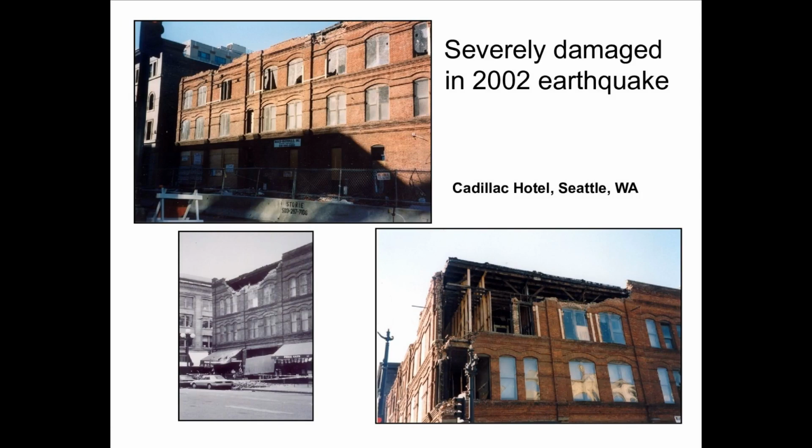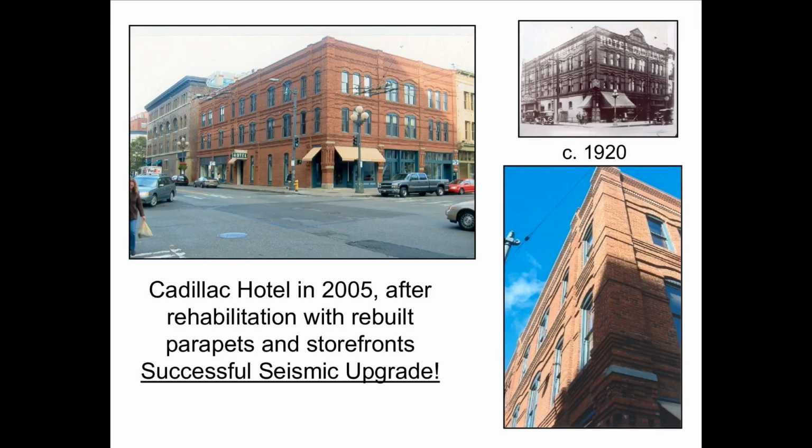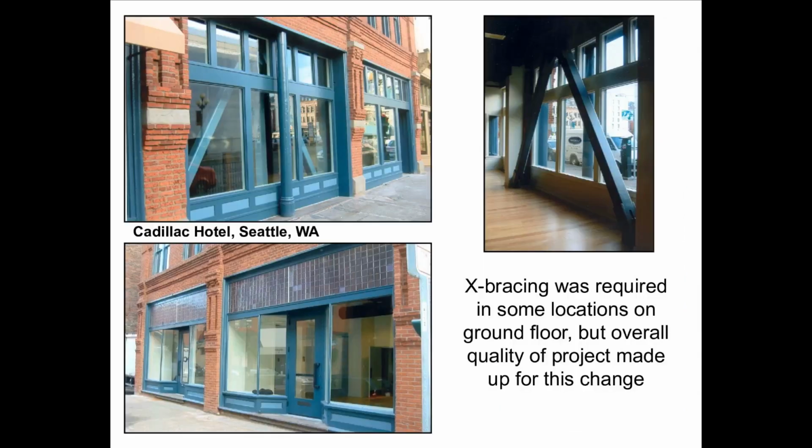This is a building that was severely damaged in a 2002 earthquake. And in 2005, this is what it looked like after rehabilitation with rebuilt parapets and storefronts, and was a successful seismic upgrade. X-bracing was required in some locations on the ground floor, but the overall quality of the project made up for this change.